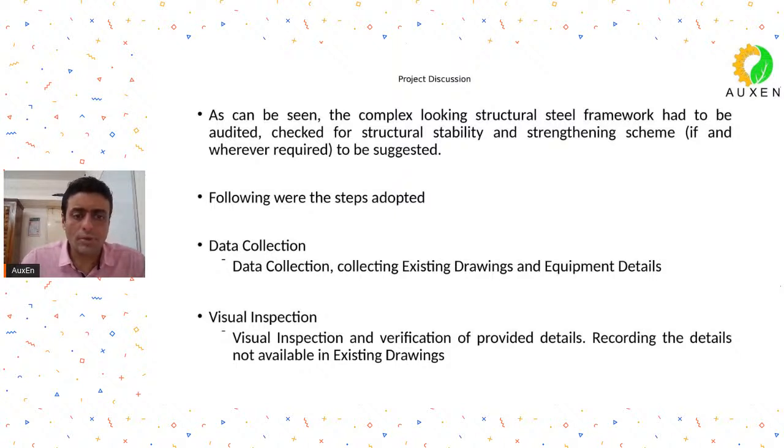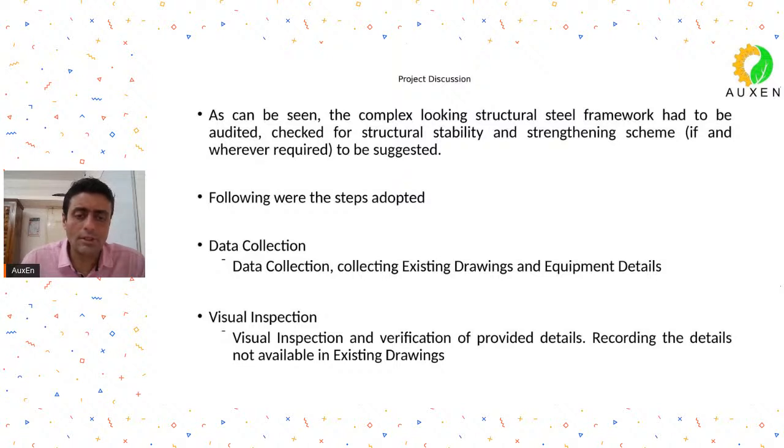The first step of course will be data collection. Whenever you go for any structural audit, you try to collect data. You could do it from the existing drawings, existing equipments, existing loads, whatever you can get about the structure. You collect that data first. If you are doing a commercial building, let's say, try to collect the architectural drawings, the architectural schedules, the utilities of each and every space, whatever.